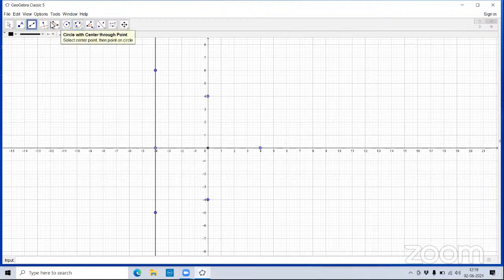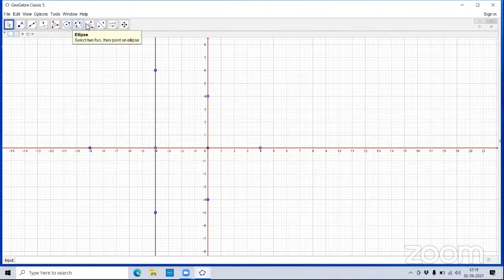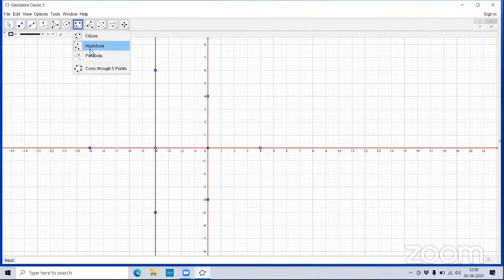Now we shall draw another line. It will be more thick if I insert this line. This is the y-axis. So coordinate axes are represented with the red line, children. Now we shall draw a parabola.